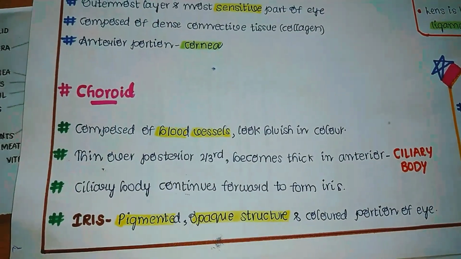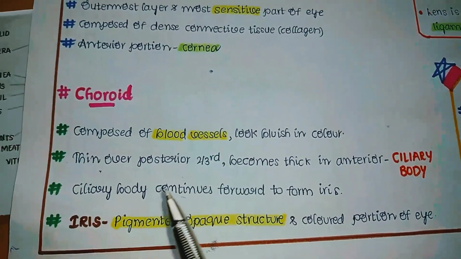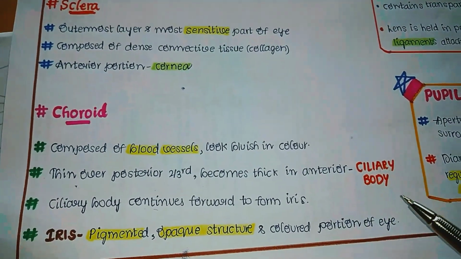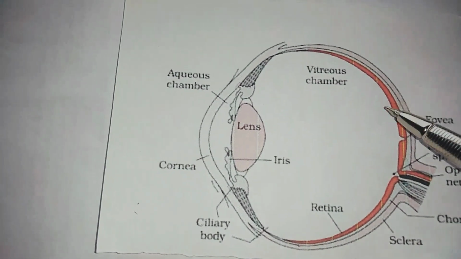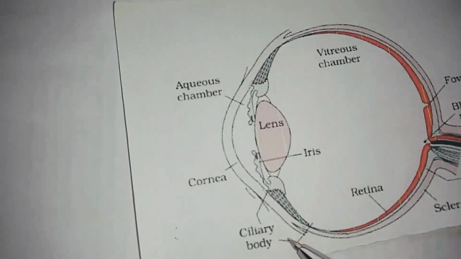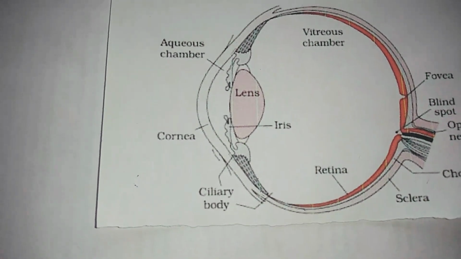The layer next to sclera is known as the choroid. It looks bluish in color as it is composed of blood vessels. It is thin over the posterior two-third but becomes thick in the anterior part in order to form the ciliary body. This middle layer is the choroid. This is the ciliary body.